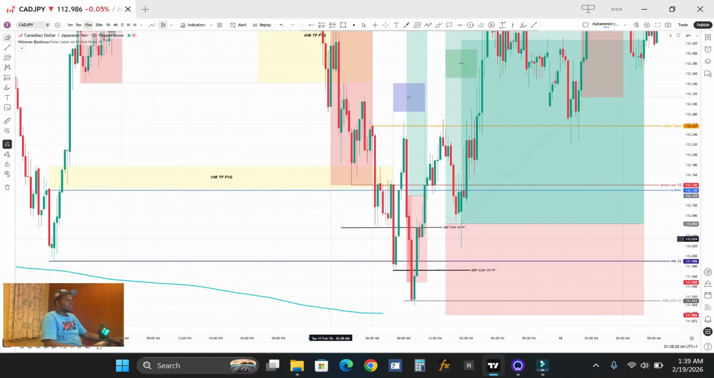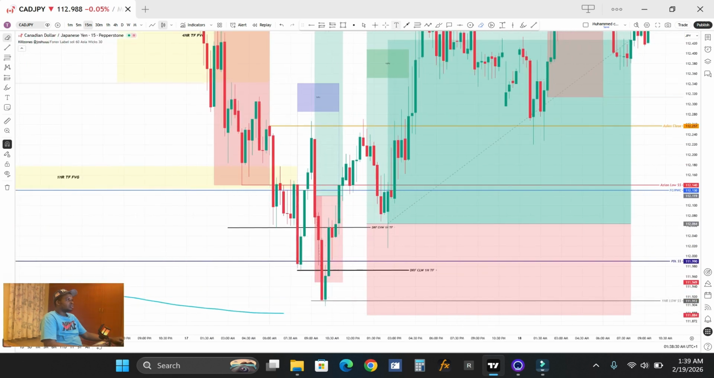As you could see, I waited for a bullish candle closure. That's a morning star. As you guys know about the morning star candlestick, a bullish candle, that's a bullish morning star, closing above the DRF level and also the PDL.